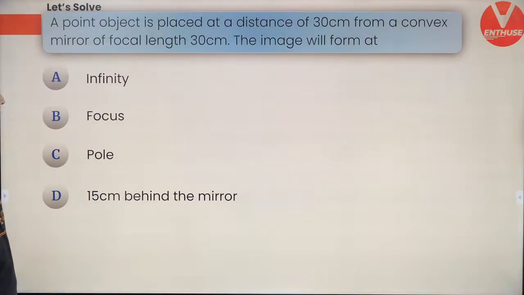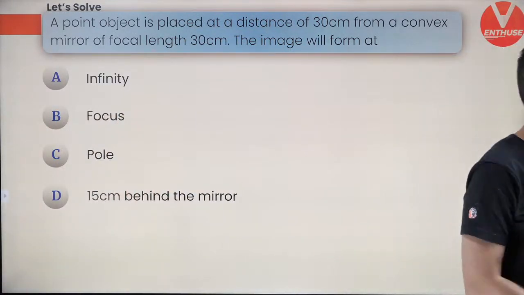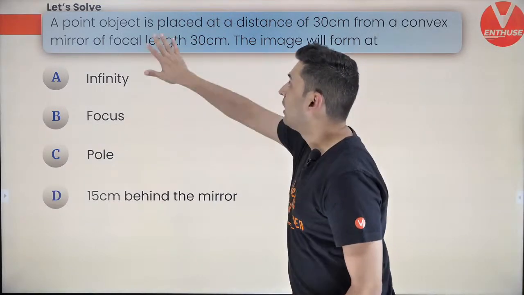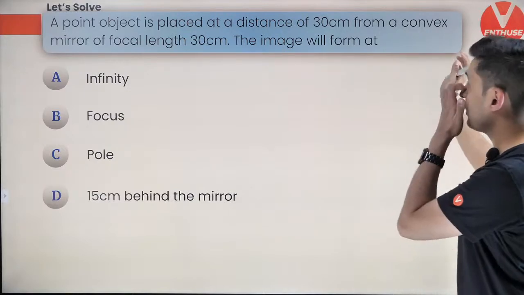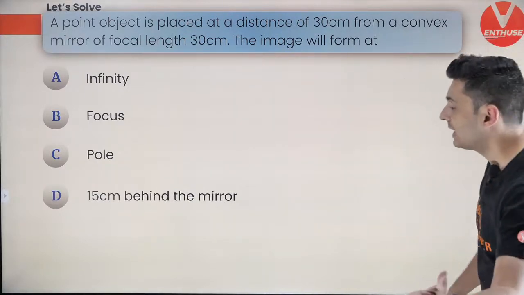Now let's solve some questions. Let's see how many of you can get this. Come on, quickly, guys. More 10 minutes. We'll solve some really cool problems. A point object is placed at a distance of 30 centimeters from a convex mirror of focal length 30. The image will be formed at.